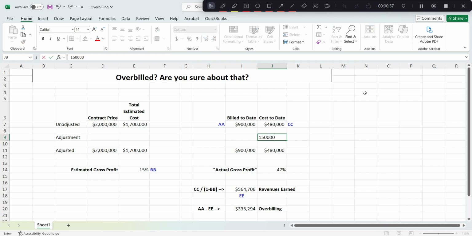So let's go ahead and add that amount here. $150,000 invoice that we did not record by December, but we looked at the subsequent detail and ended up moving this cost back, decreases gross profit to 30%, increases the amount of revenue we earned, the amount of revenue we can recognize. In that process, we decrease the gap between build to date and revenues earned, which in turn decreased our overbilling.